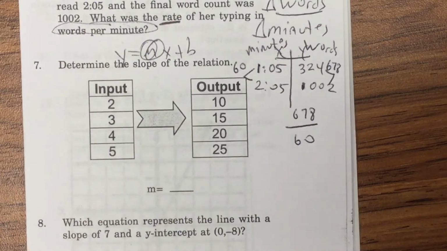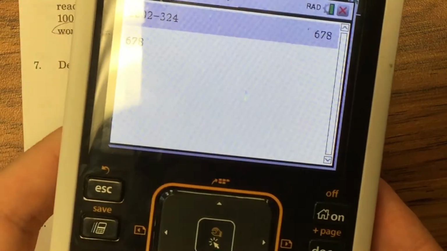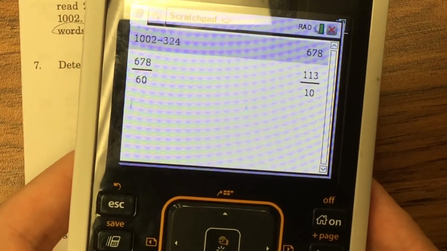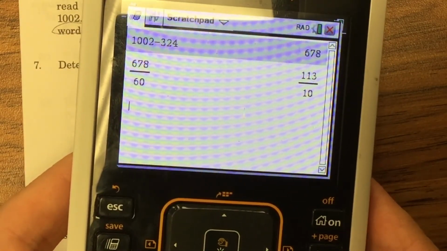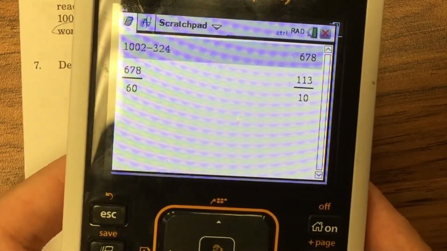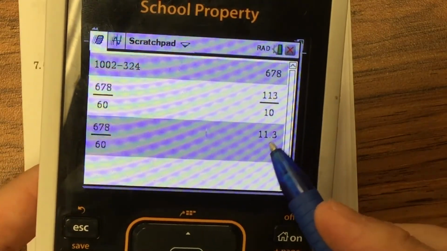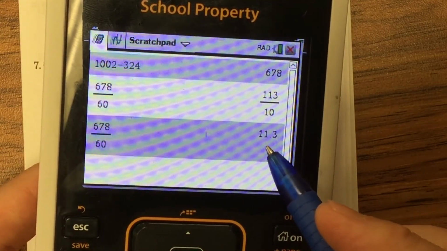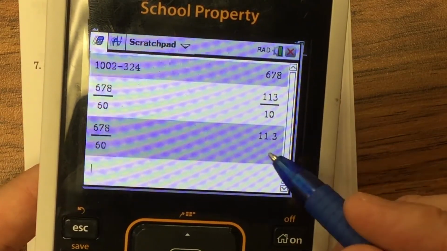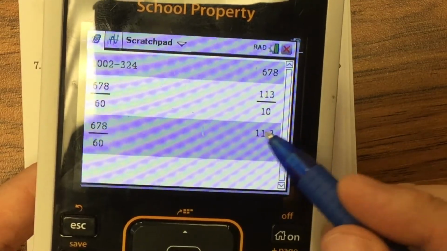We want to reduce that to lowest terms. So 678 over 60. Now I get that. So it's 113 words every 10 minutes. Or if we get it down to per minute, it's basically 11.3 words every minute. So either one of these answers is fine, but this would be the answer that you would want to put in this situation.